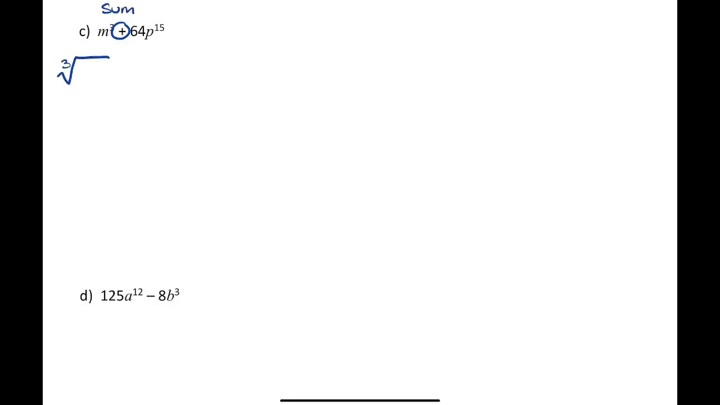So I'm going to do the cube root of m cubed. Now the cube root of m cubed is going to be m. And then we're going to do the cube root of 64p to the 15th. Well, the cube root of 64 is going to be 4. 4 times 4 times 4 is 64. And then when it comes to the exponent, we're going to divide by 3. So the cube root of p to the 15th is going to be p to the 5th. So that's how you do that.